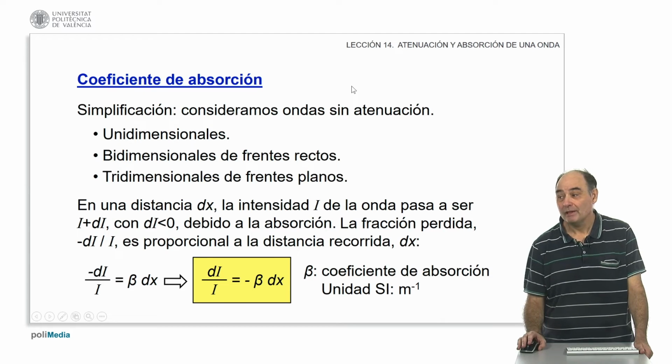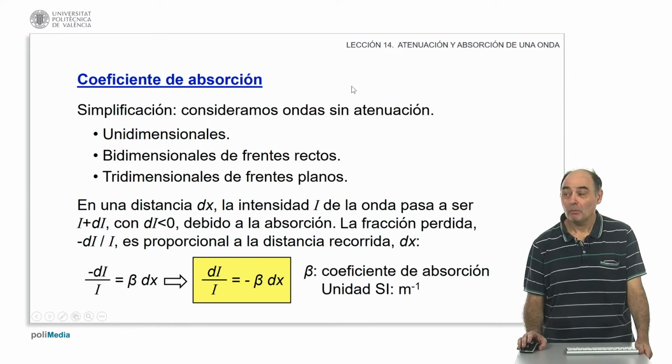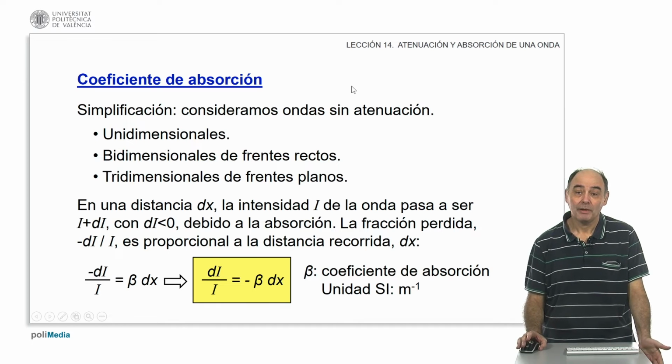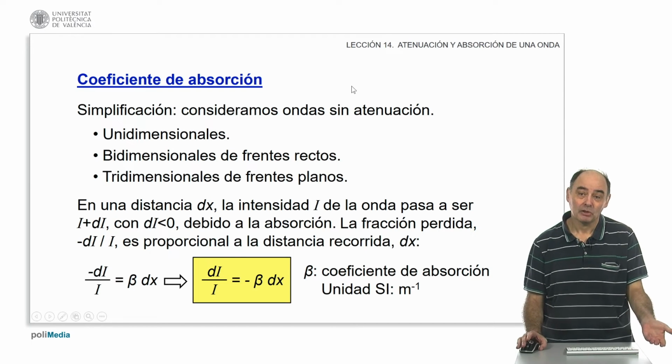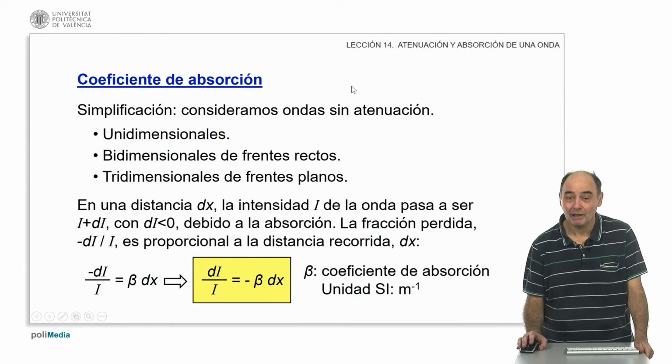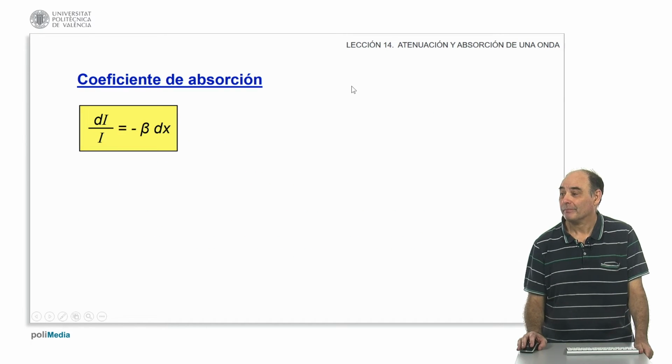Well, this beta parameter is called the absorption coefficient, and it characterizes the rate at which energy is being lost. Of course, if it's zero, there's no loss. The larger it is, the more you lose. The unit seems obvious: the term on the left is a differential of an intensity divided by itself, so it is dimension 1, and on the right, differential of x is meters, so that everything fits. Beta has to be meters to the minus 1. That is the SI unit of the absorption coefficient.